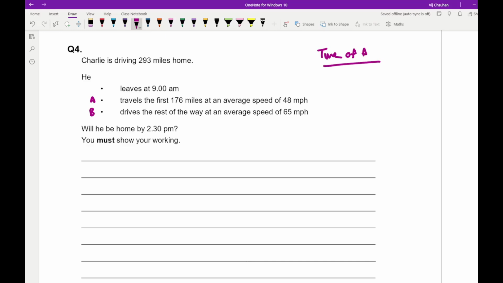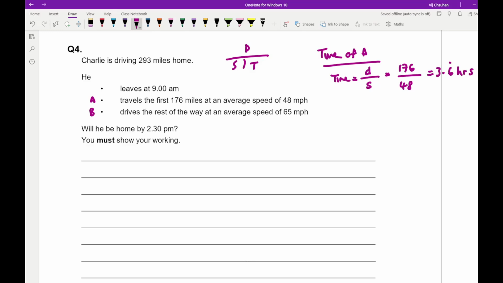So again, remember that we've got distance, speed, time. So to work out the time, I need the total distance. So the time equals the distance divided by the speed. So we know that the distance is 176 and it's in miles, and we need to then put the speed in miles per hour, so that's going to be divided by 48, and if I type that into my calculator, I'm going to get 3.6 hours.